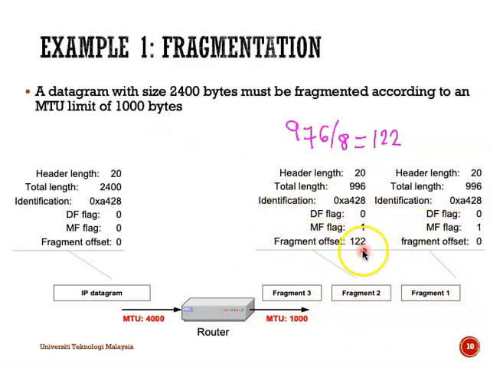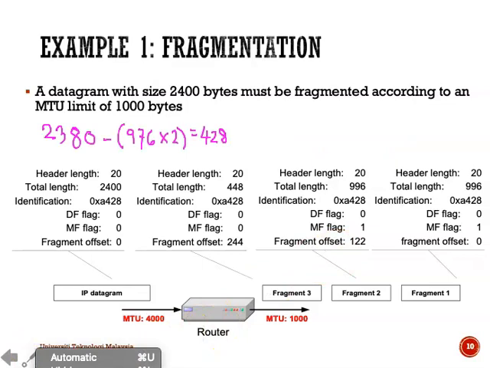The fragment offset here is obtained by dividing 976 by 8. So you will get 122. So this is the second fragment offset.